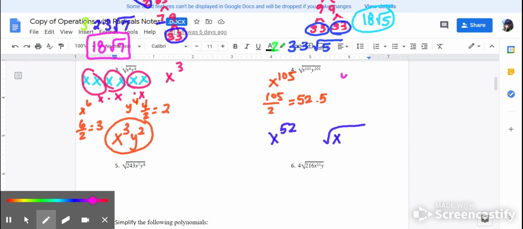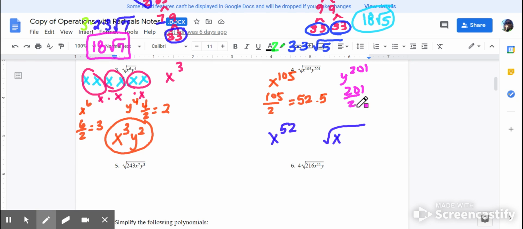I'm going to do the same thing with my y. I have y to the 201st. So 201 divided by 2 will leave me with 100.5. So it'll be y to the 100th power with a y left over. That'll be my final answer.